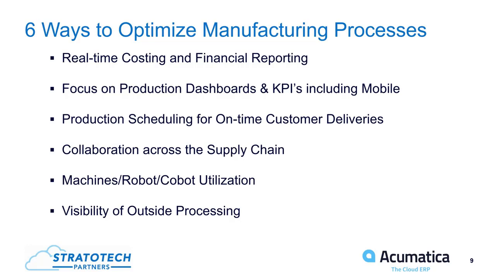The last 4 items, Art will take over, and he'll spend some time working through examples of how you might improve production scheduling or collaboration with the supply chain, and things like work center utilization, which today oftentimes means using robots or assisted worker scenarios like cobots, and then ultimately some visibility around outside processing. So those are just some things that we wanted to give you a little flavor for when you're using Acumatica.